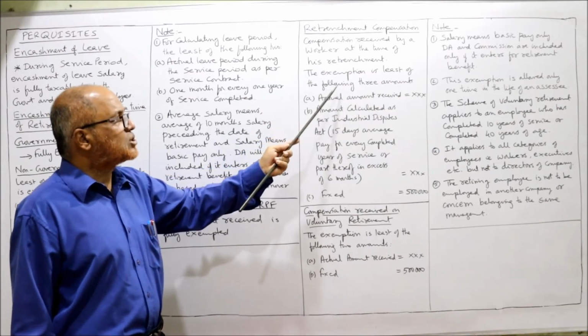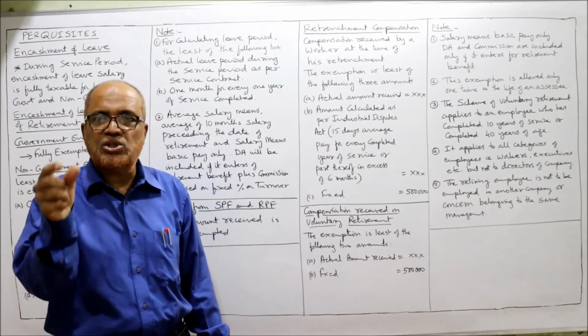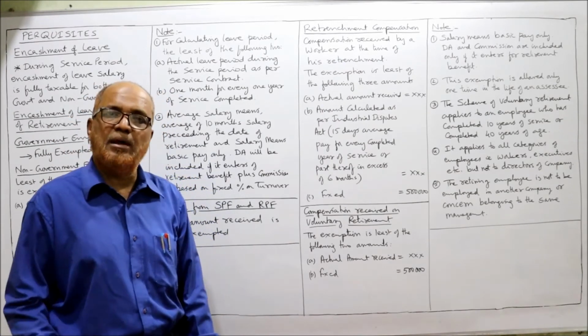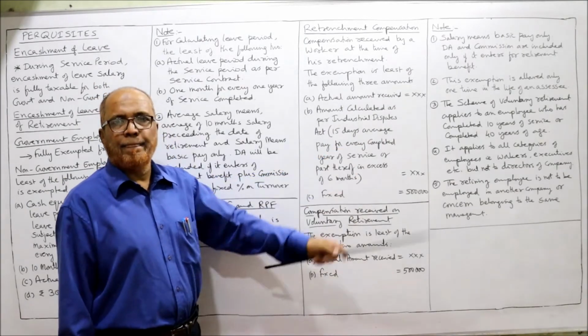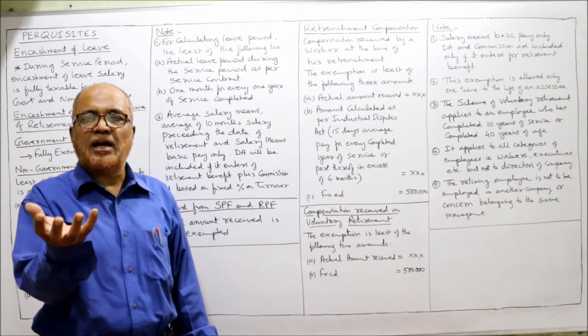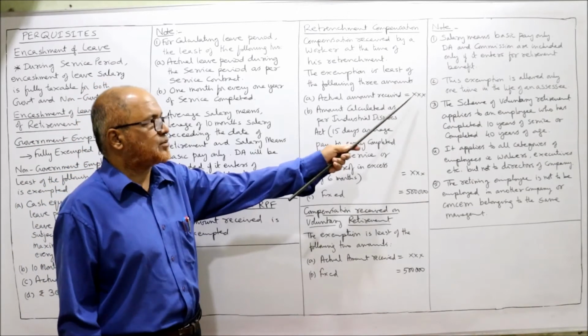The exemption is the least of the following three amounts. Income Tax Act has given 3 amounts. Least of these 3 is exempted. Remaining balance is taxable. First one, actual amount received. How much retrenchment compensation was actually received by the worker? That is the first point.